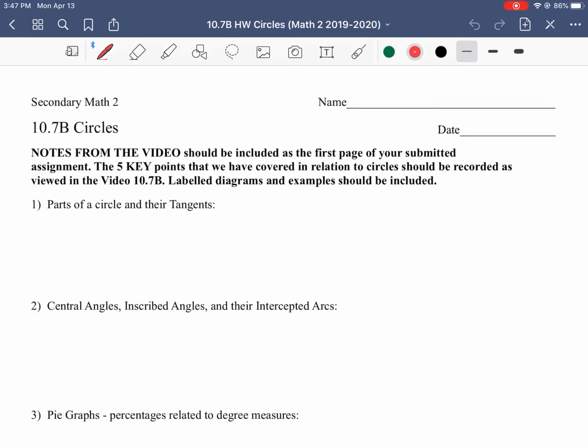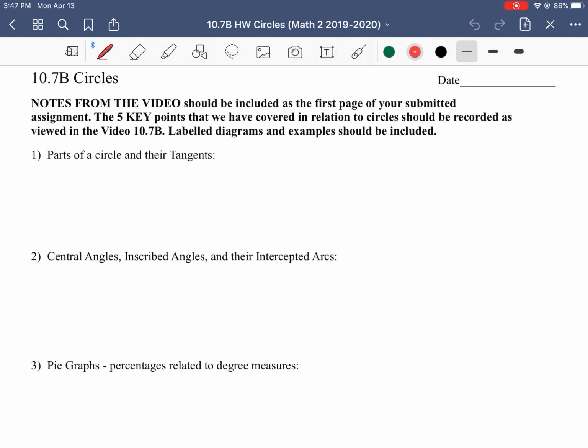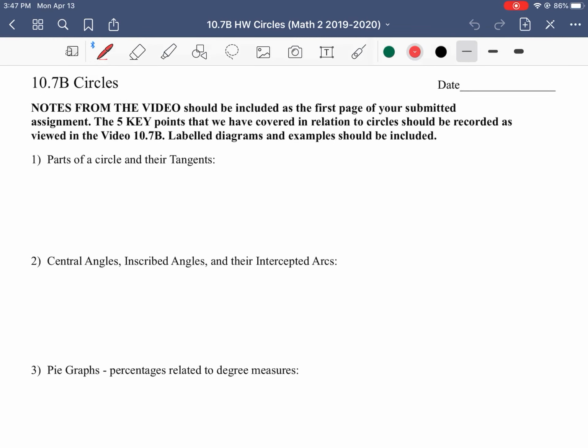Your homework partial key is going to come in the form of a video, just to give a few of you maybe more of an explanation versus just seeing the work. So I'm just going to go through a few of these. Again, on page 1, you just need to make sure that you had notes from the video.